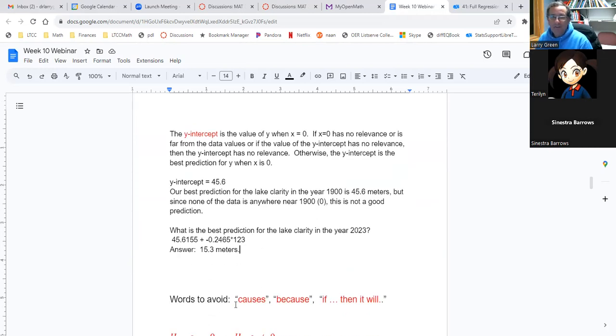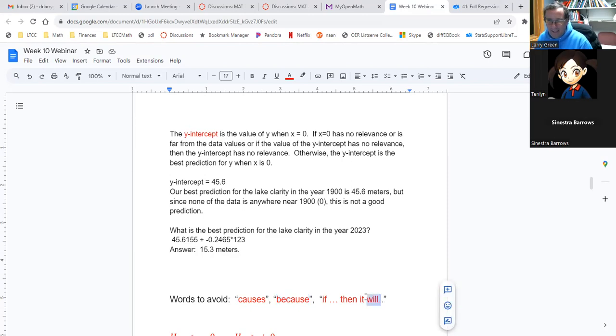Okay, but here's some words to avoid. Causes. I think one of you said to be careful, never say correlation gives you causation. And something you may not have thought about: the word because, if you erase the BE, what are you left with? Cause. So because is also a bad word to use. So cause, because, and don't say if, then it will.